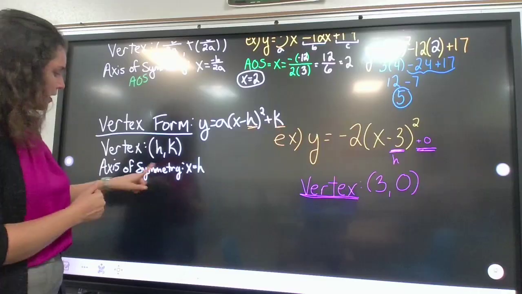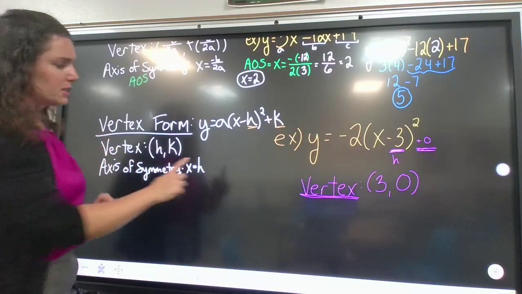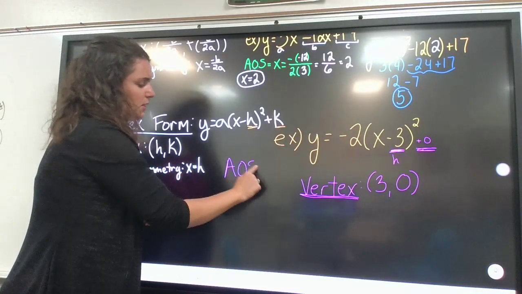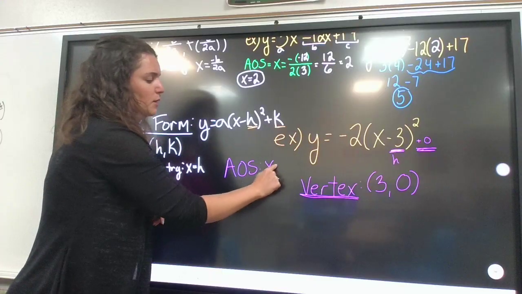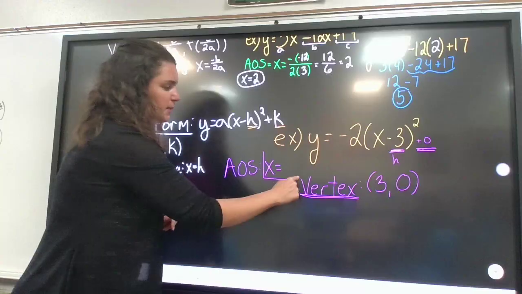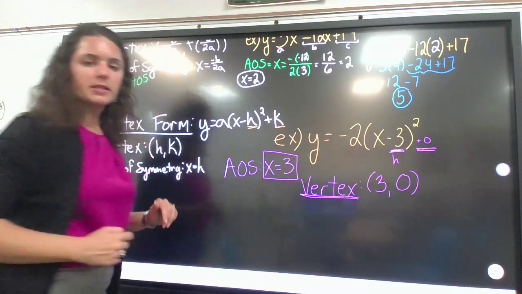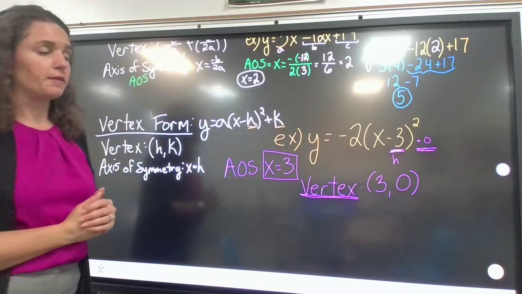Given our vertex, we can easily see that our axis of symmetry is just that x value, but we do have to write it as an equation. So it's going to be x equals 3 because it represents a vertical line on that graph.